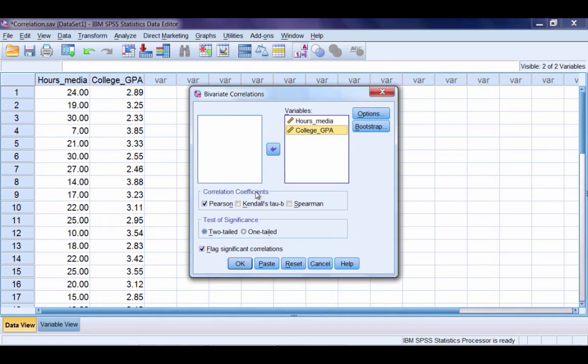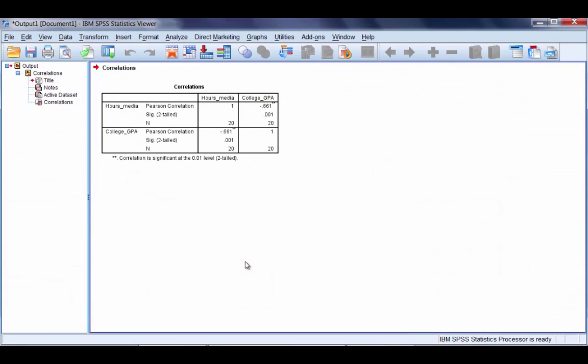Now notice here under correlation coefficients that Pearson is chosen by default. That's Pearson's R, that's what we want to run here in this analysis. If you wanted to run something like, say, Spearman's, you could check that box. But what we want to run is the Pearson correlation, which is the most commonly used correlation coefficient by far. So that looks good, Pearson is selected, everything else looks great, let's go ahead and click OK. And when we click OK, the correlation analysis is presented in our output here.